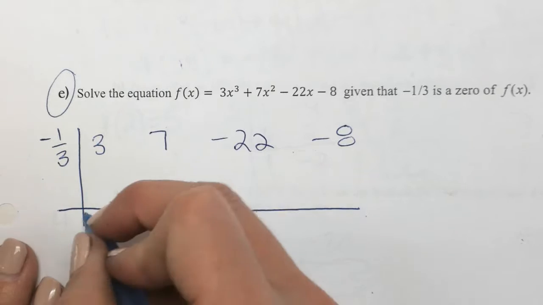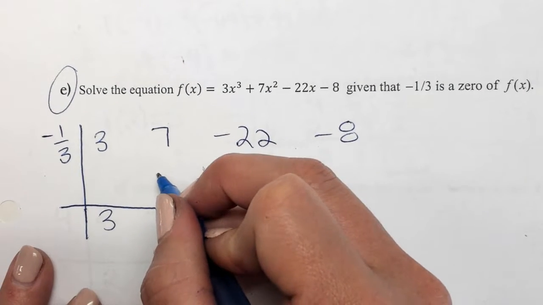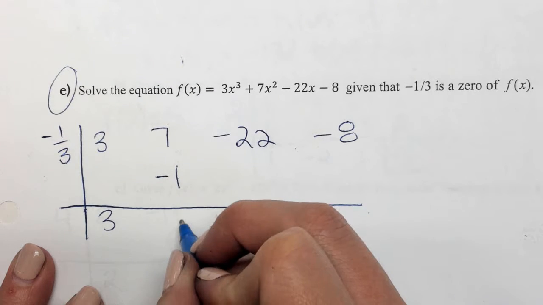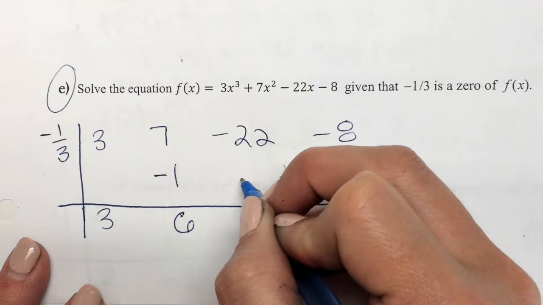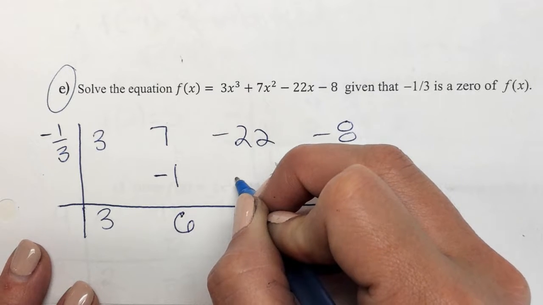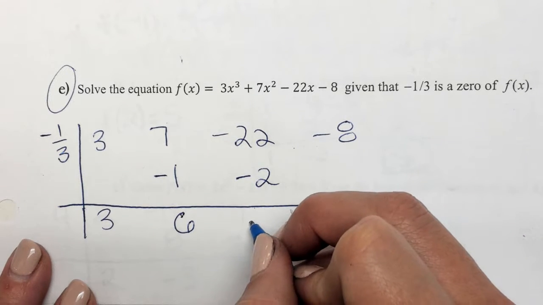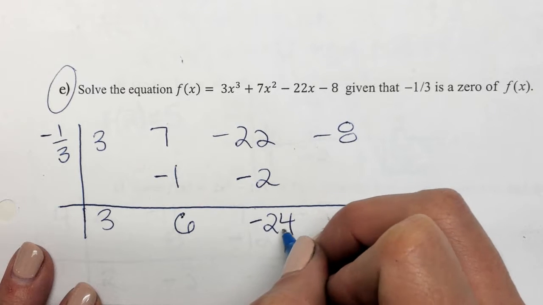Kaya, what goes right here? Cade, what goes right here? -1. Good. Kayla, right here? Positive 6. Good. Logan, right here? -2. Good. Megan, right here? -24. Good. Justin, right here?